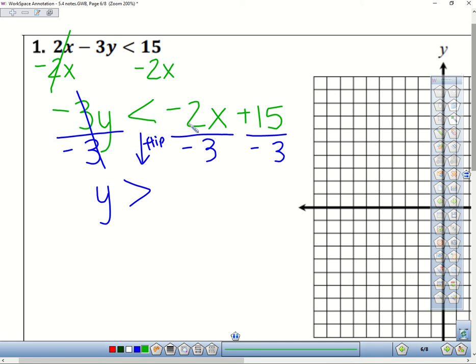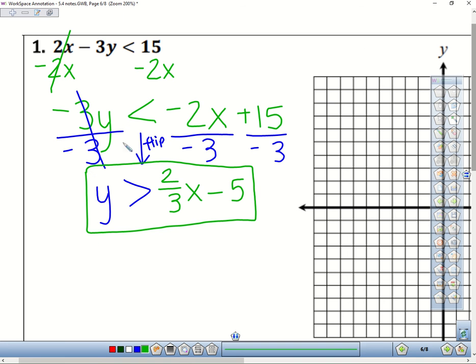Then what is a negative divided by a negative? Positive. Good. Positive 2/3 x. And then what is 15 divided by negative 3? Negative 5. Good. So this is our slope-intercept form of the inequality, okay?